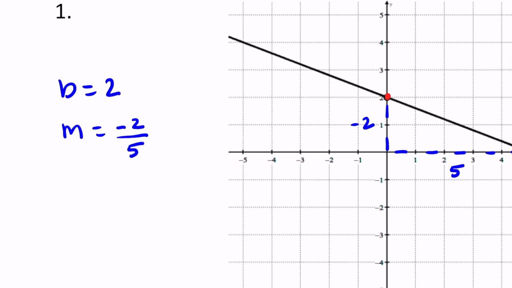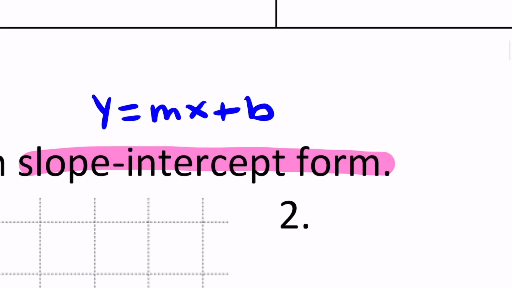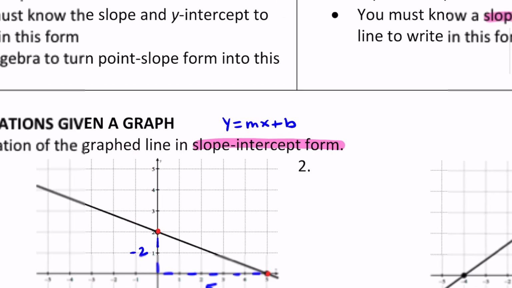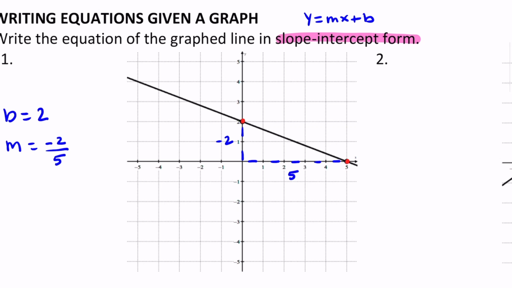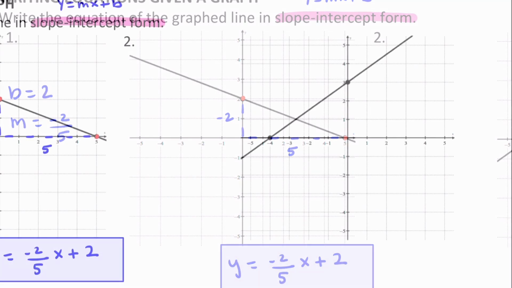So now I figured out my b and my m. I can go ahead and plug them into the slope-intercept form. It's going to be y equals -2/5 x plus 2, and this is the equation of that particular line.